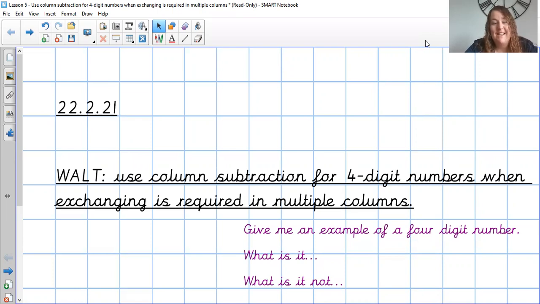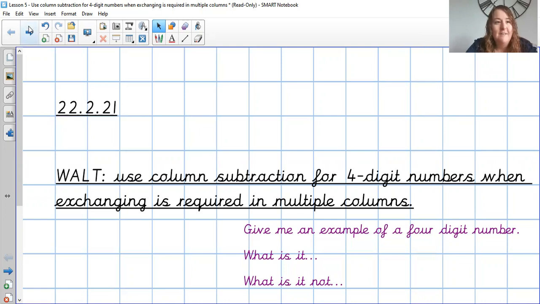So this is your maths lesson for Monday the 22nd of February, and this is lesson 5. Before half term, we were looking at column subtraction, and we were looking at exchanging from the tens column, then the hundreds and the thousands. Today we're going to be using that column subtraction with 4-digit numbers, but exchanging is required in multiple columns. So we'll see how good your memory is, really test those skills. I know you'll be brilliant because you were before half term.